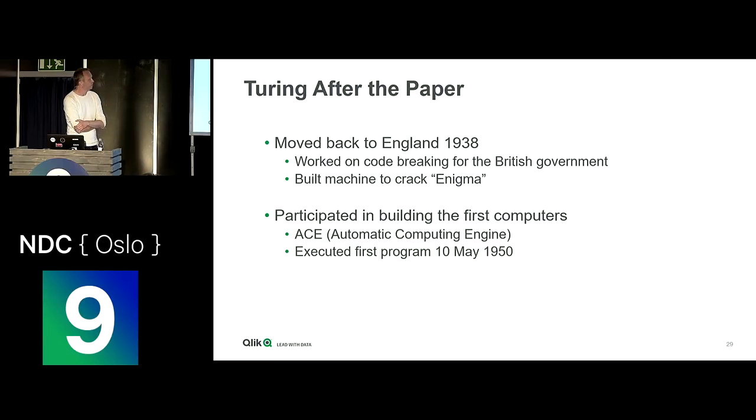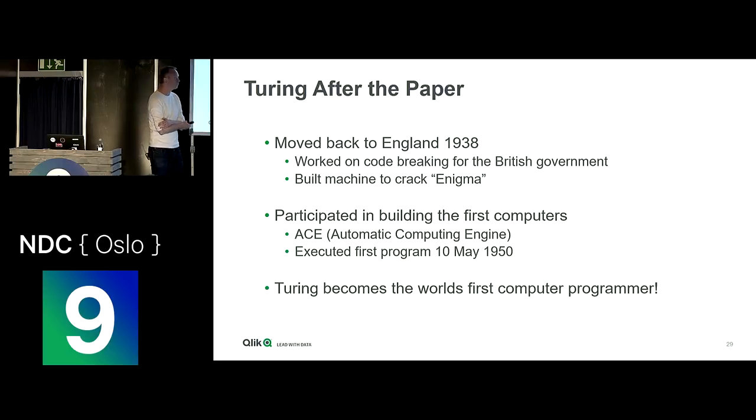After the war, he participated in building the first real computer. That was the first instance of a machine that would actually accomplish what that fictitious Turing machine could do. And he worked on that. It was called the ACE, the Automatic Computing Engine. And it executed its first program on the 10th of May, 1950. And the program was, of course, written by Alan Turing. And Turing became the world's first computer programmer at this point. Some people argue that there were earlier people, Charles Babbage and such, working on mechanics. But this was the machine that actually worked. And it was actually running real programs.